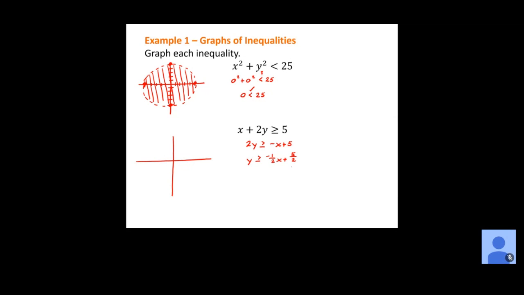I'm going to locate my y-intercept first. 5/2, same thing as 2.5. So I'm going to go up 1, 2, halfway between 2 and 3. My slope is -1/2, which means I'm going to go down 1 and to the right 2. Down 1, right 2, puts us right in here. And now we need to look at whether this is going to be a dashed line or a solid line. Well, this one is greater than or equal to, so we know it's going to be a solid line. So I'm just going to make a solid line through those 2 points now.